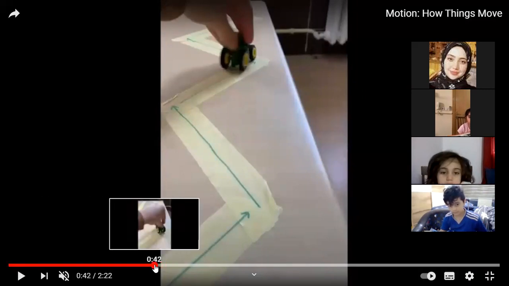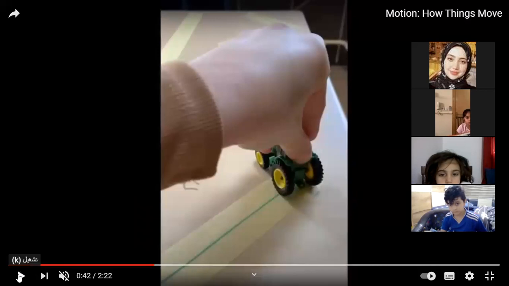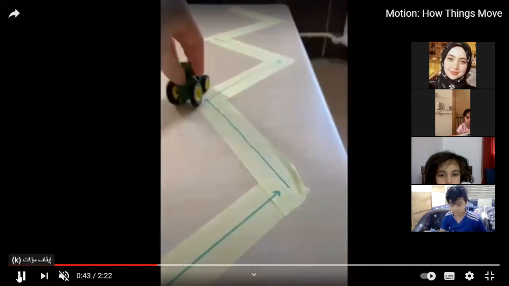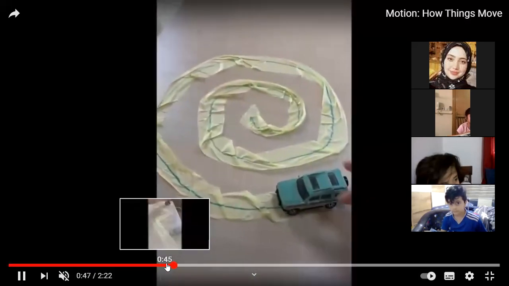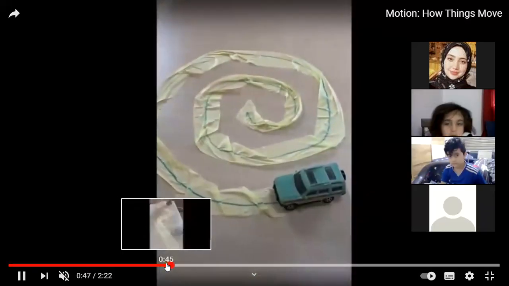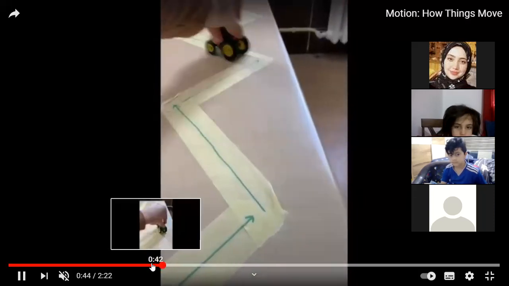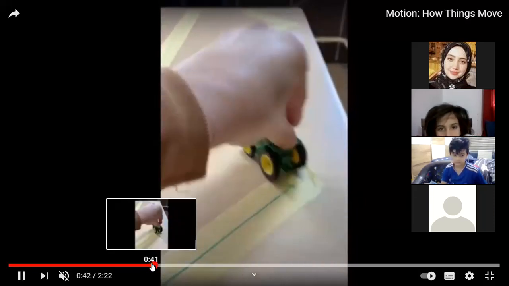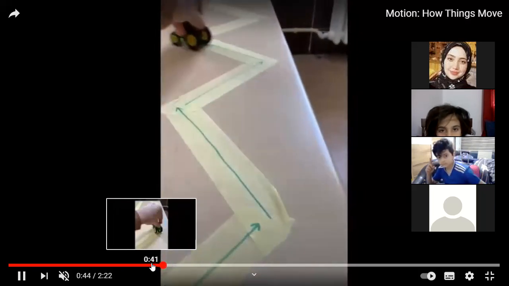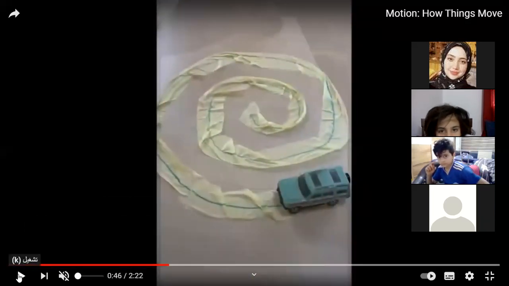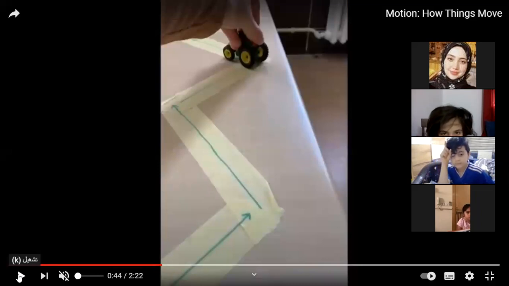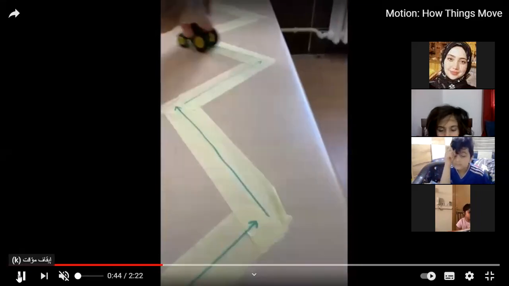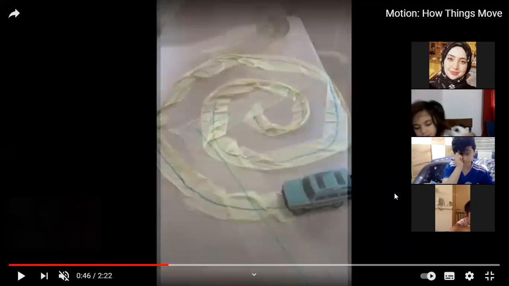Rina, please look at this truck here and tell me. It moves in? Zigzag, right? Don't look around, just look at the video here. It moves in a zigzag. It moves in a zigzag motion. Zigzag, right?